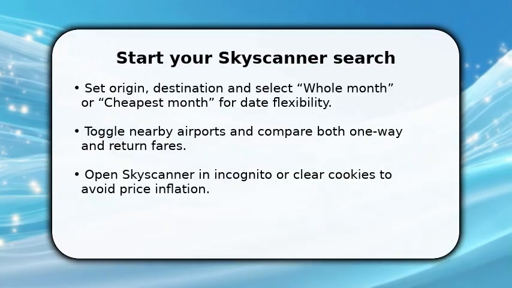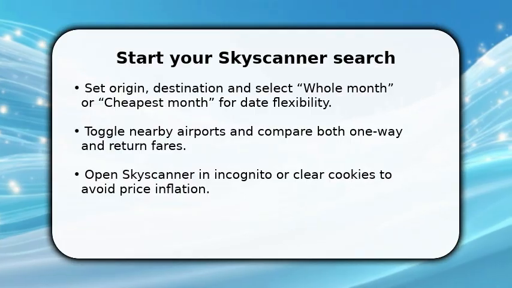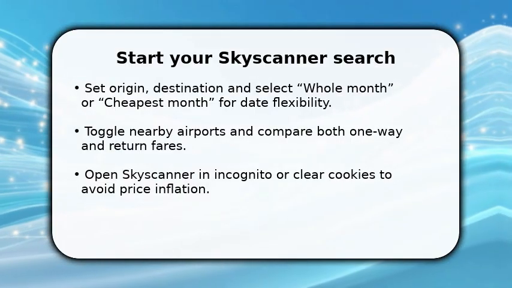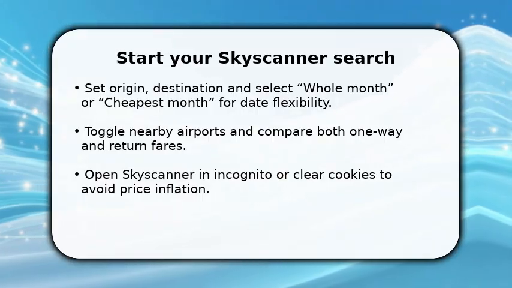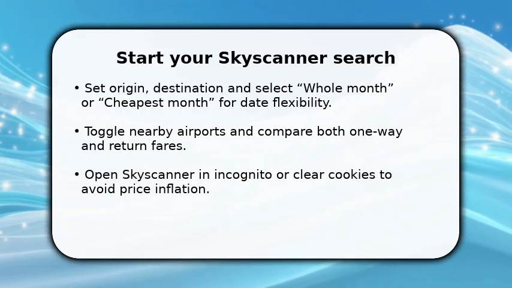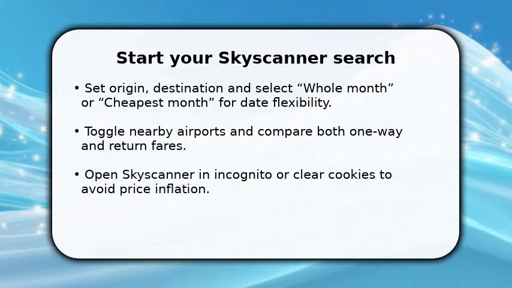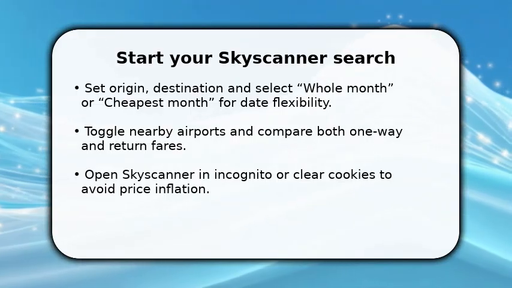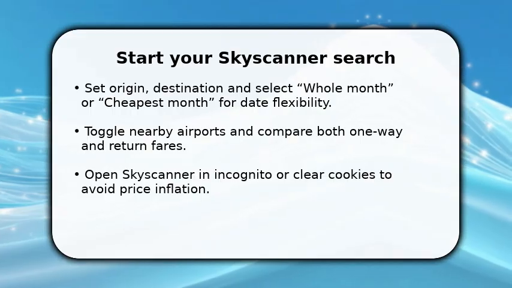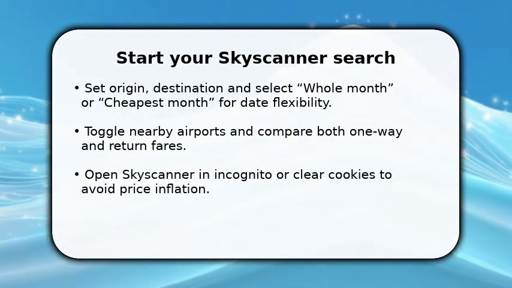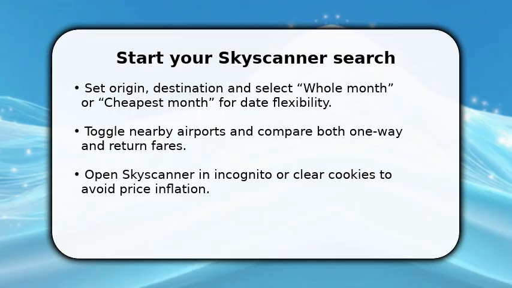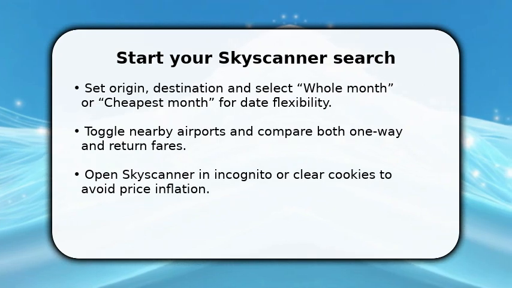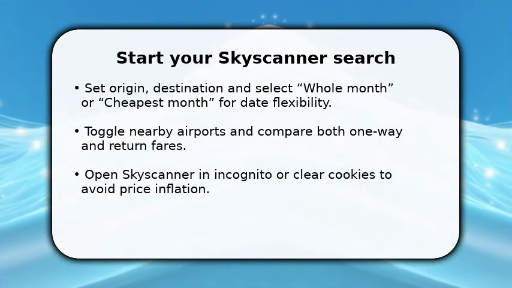You jump straight into Skyscanner, enter your origin and destination, then pick whole month or cheapest month so you see the lowest options. This increases flexibility. Make sure to toggle nearby airports to catch cheaper carriers a short distance away. Once done, compare one-way versus return pricing because 2 one-way tickets can be cheaper. Also open incognito or clear cookies before searching. This reduces dynamic price bumps and keeps your results honest while you move to filters and alerts.